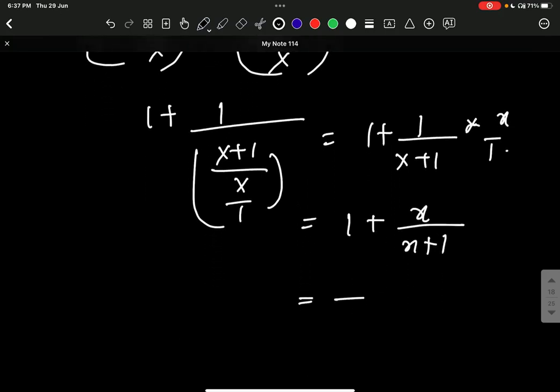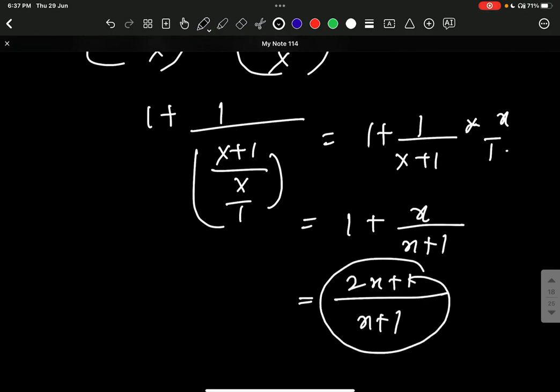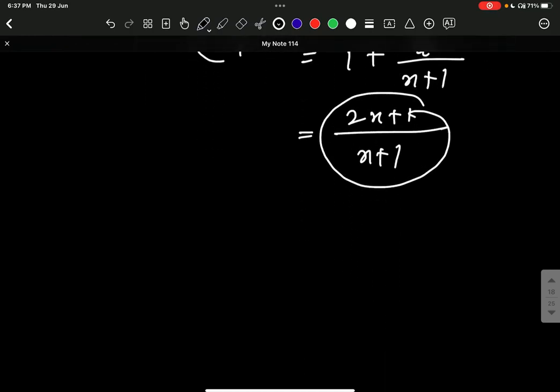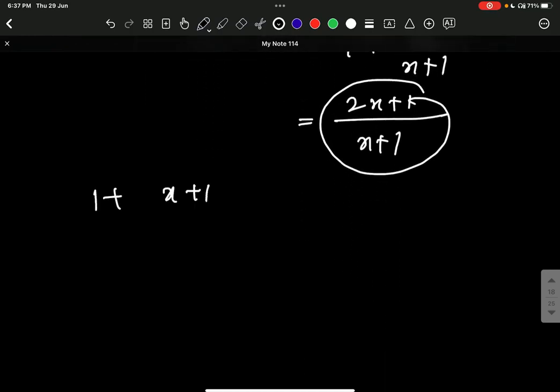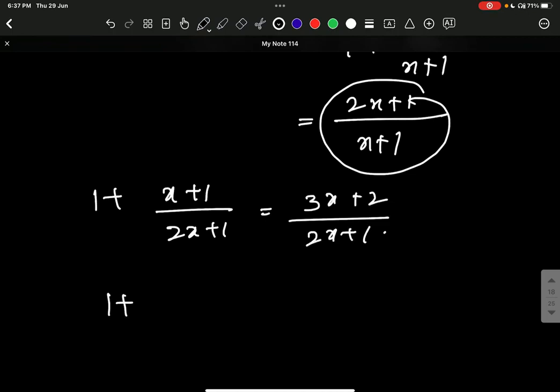Solve this a little. That is x plus 1 and this is 2x plus 1. Again the same scenario will come. Now what to do? Next, it would be 1 plus x plus 1 divided by 2x plus 1. That is 3x plus 2 divided by 2x plus 1. Again 1 plus, we have to do it 4 times.